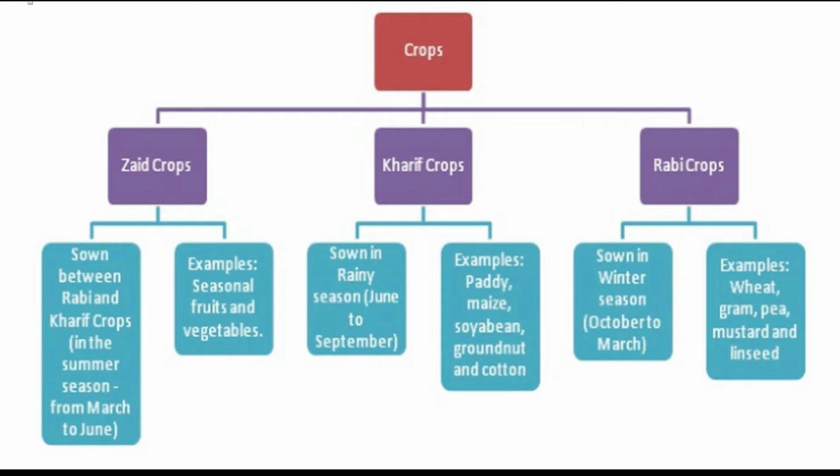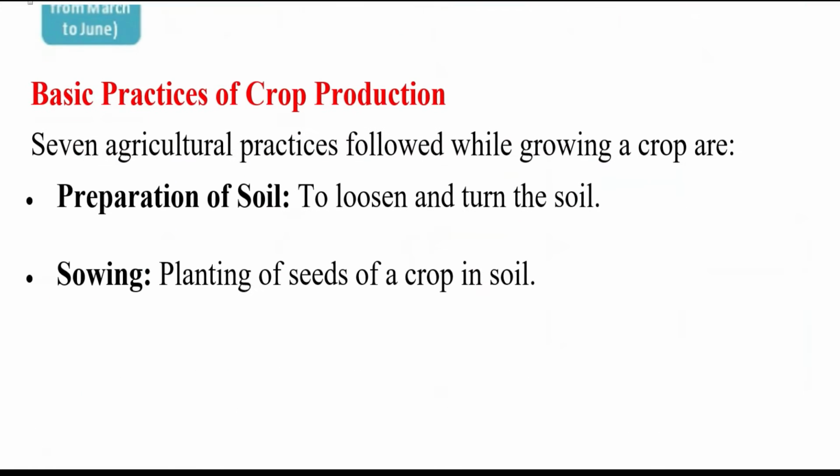And the Rabi crops are sown in the winter season, during the month of October to March. Examples: wheat, gram, pea, mustard and linseed. And Zaid crops are sown in between the Rabi crops and the Kharif crops, in the summer from March to June. The examples are seasonal fruits and vegetables.